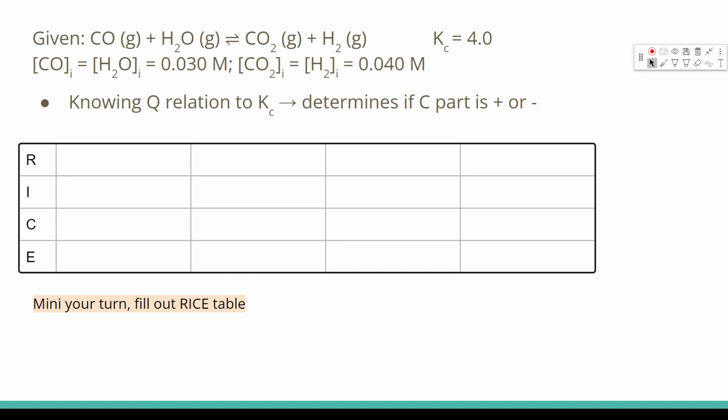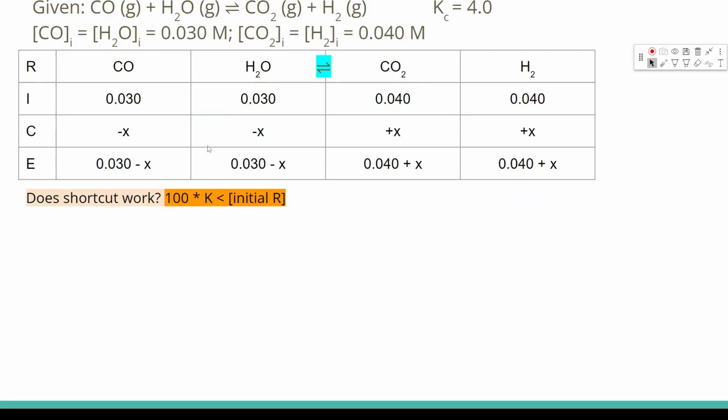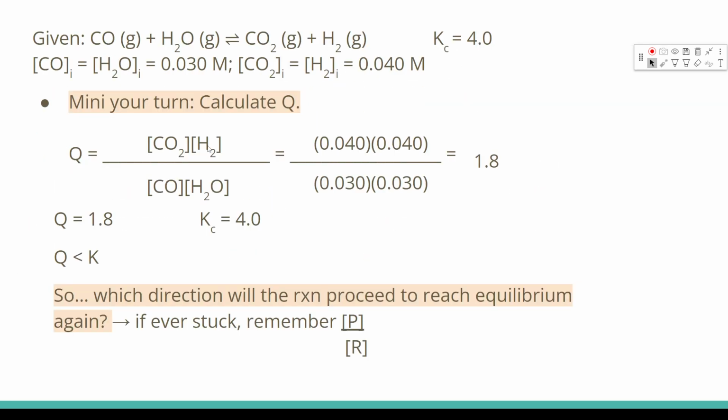Okay, ready? Here you go. So, like I said, we needed to increase the making of product. And so that's why the right side is positive X and the left side is negative. Because again, if I go back here, Q is less than K. And so we need to increase the forward rate, aka increase making more product.